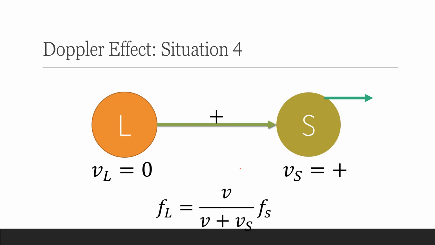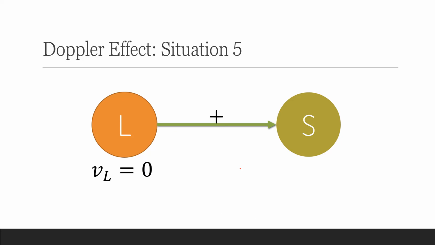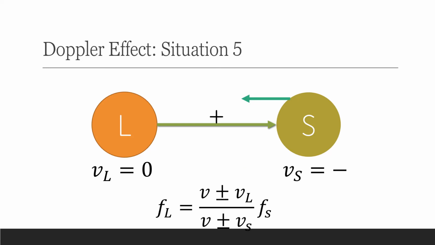Situation 4: when VL is 0, the listener is not moving, and the source is moving away from the listener, take note, away from the listener, then VS is plus. The speed of the source is positive. When the source is moving towards the listener, then VS is minus. As you notice, for L, when L is moving towards the source, that's positive, and when L is moving away from the source, that's negative. But for the source, when the source is moving away from the listener, then VS is positive. When S moves towards the listener, then VS is minus. So therefore, FL is equal to this equation.